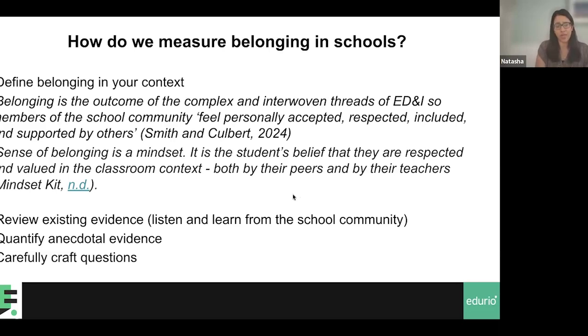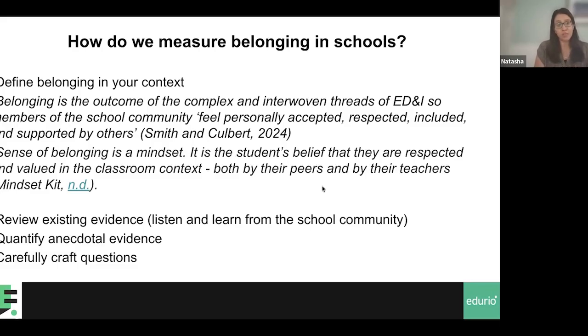And within the book, we have two case studies from two different academies, where one of the academies looks at extracurricular activities as a way to increase belonging, with a focus on attendance. And then there's also another trust that looks at curriculum representation as well.